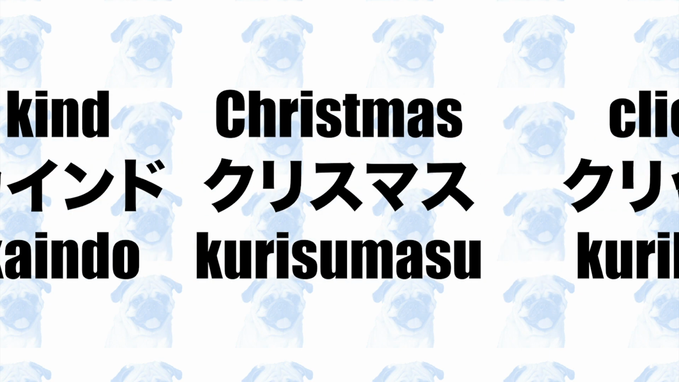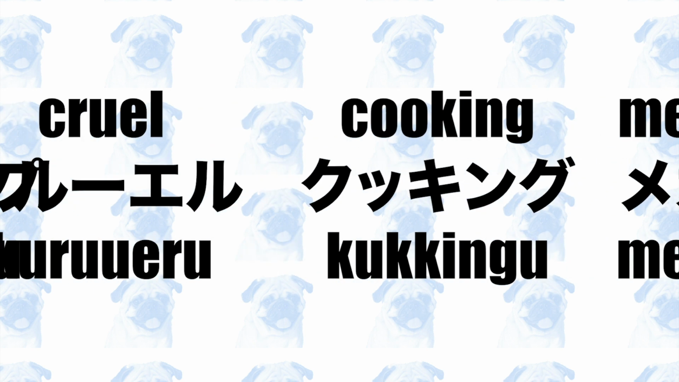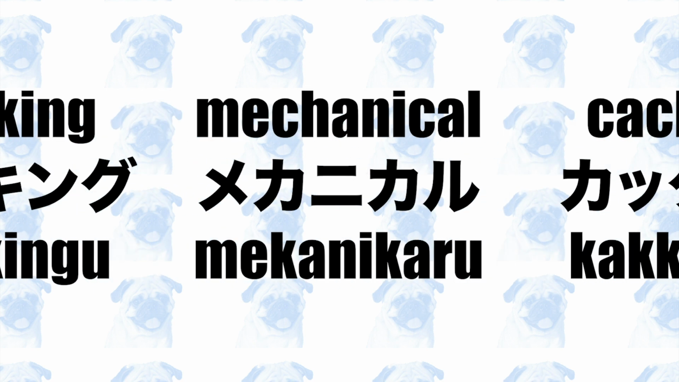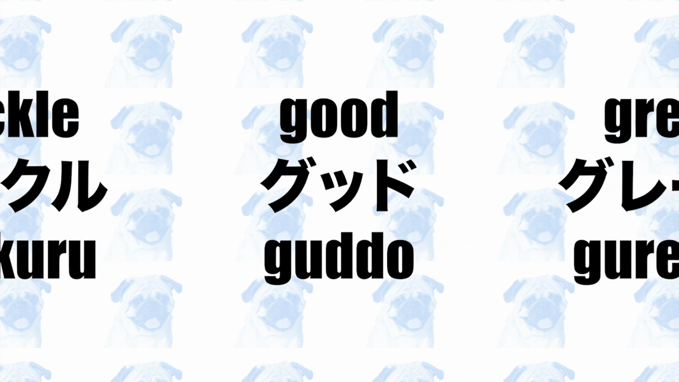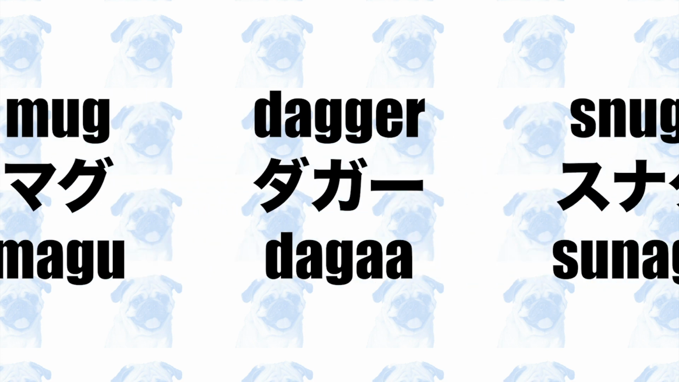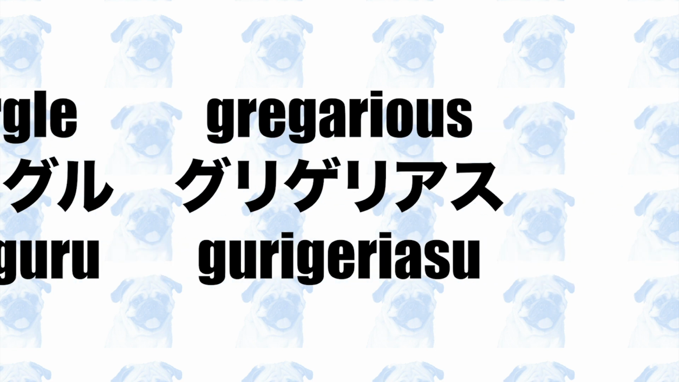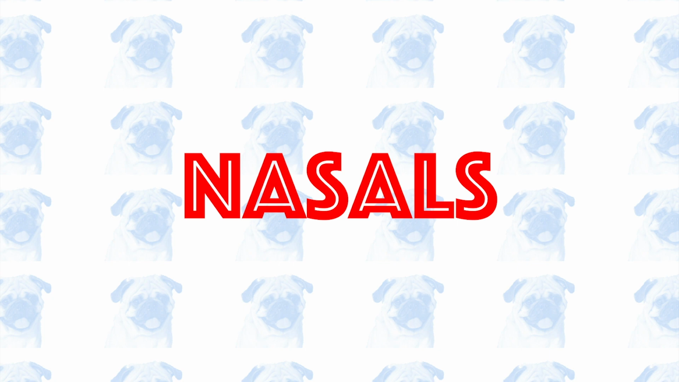Kind, クリスマス、クリック、キャンプ、クルーエル、クッキング、メカニカル、カックル、グッド、グレート、ガーデン、マグ、ダガー、スナグル、ガーグル、グリゲリアス。We now move on to the nasal consonants of English.